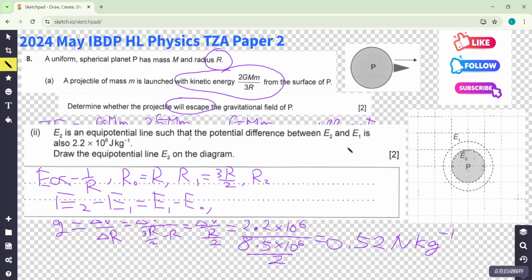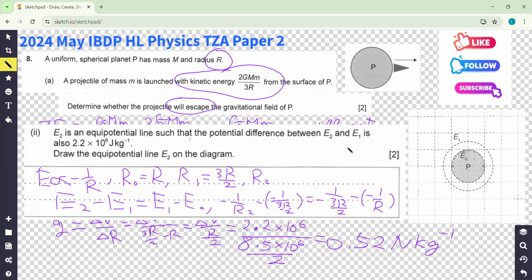All the things are proportional to negative 1 over R. So for E2, it's negative 1 over R2, unknown, and then minus negative 1 over 3R over 2. All the GM cancel out, you don't need to take care of it. So E1 is negative 1 over 3R over 2. E0 is minus 1 over R. You can write down all the GM, but just look at it.